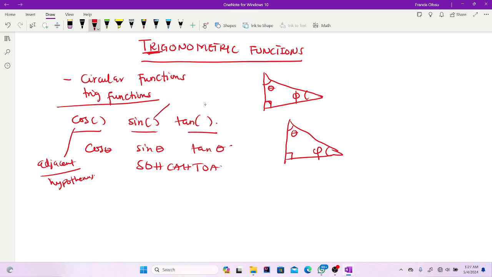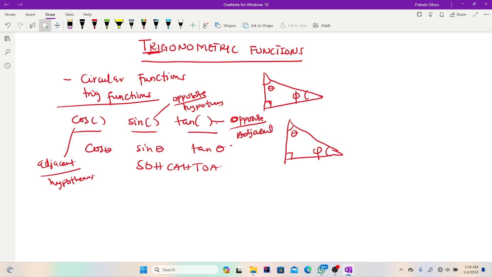When you say sine, sine is simply given as the opposite over hypotenuse, and the tan is given as the opposite over adjacent.